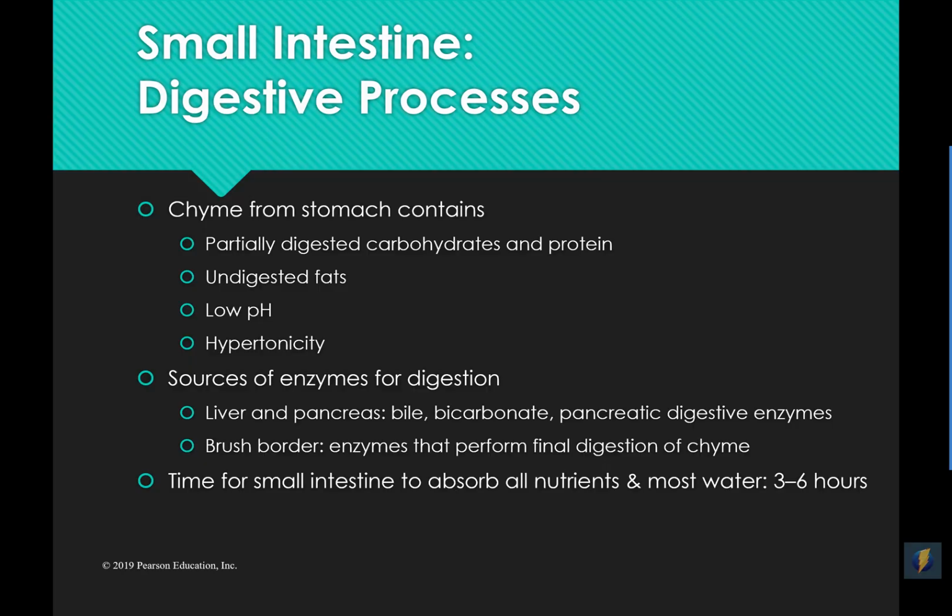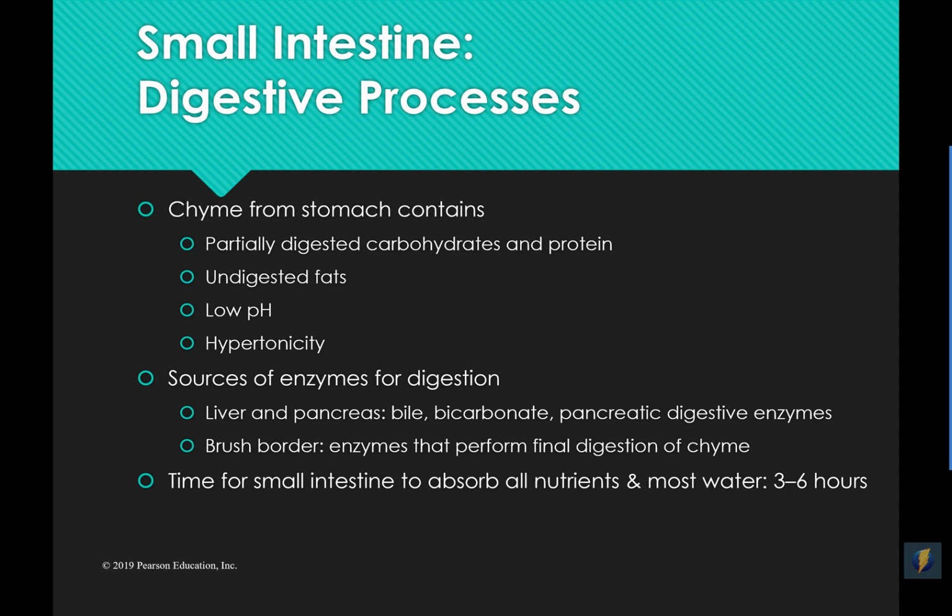The chyme from the stomach, right? We've got partially digested carbs, partially digested proteins, mostly undigested fats, a very low pH from the stomach acid, and it's hypertonic, so lots of stuff in it. Most of the enzymes that are going to do work here in the small intestine are going to come from the liver and the pancreas, but then we also have some finishing enzymes from the brush border.